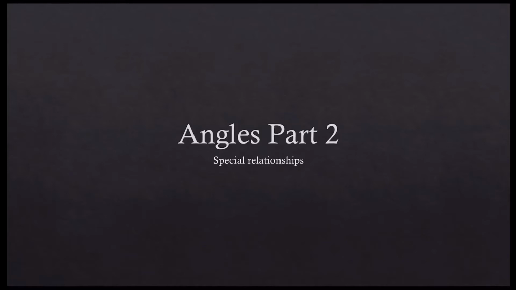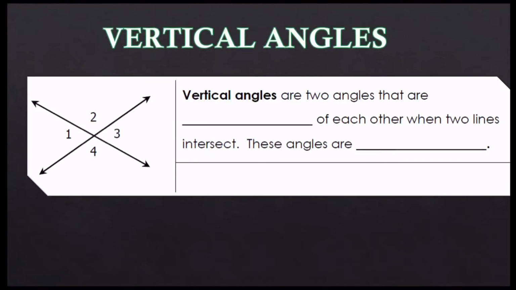So here we are at our second part of angles. There are special relationships that they have with each other, so it's important we still understand everything we did yesterday. Well, let's start with our first angle relationship. We have something called vertical angles.